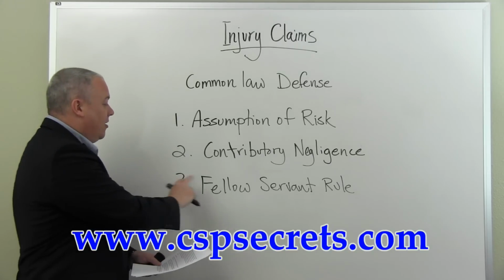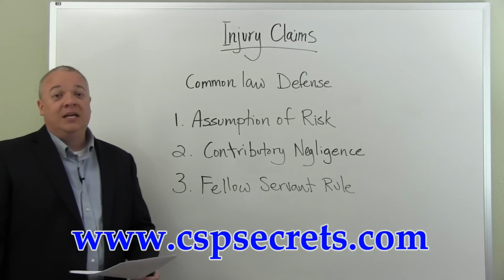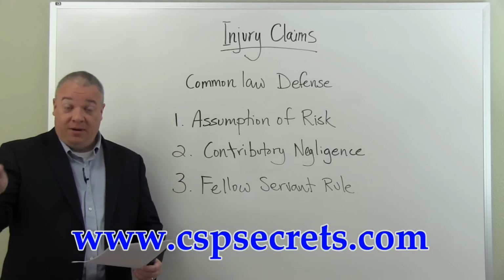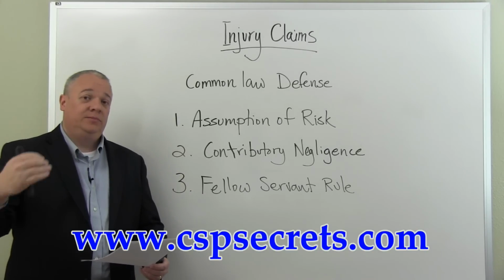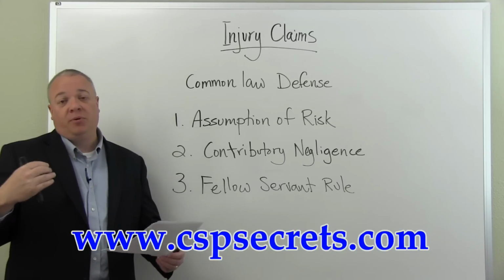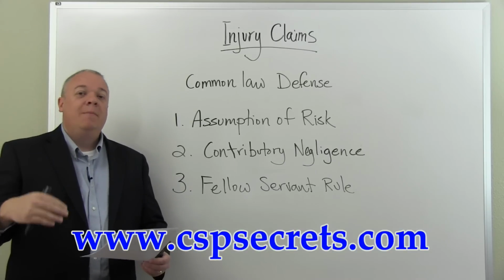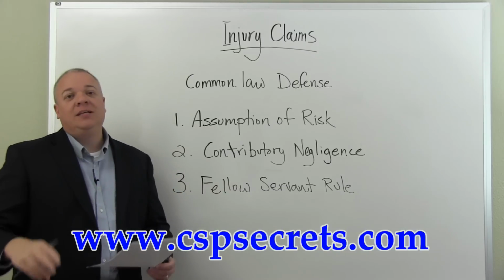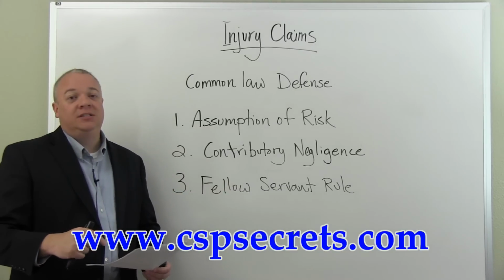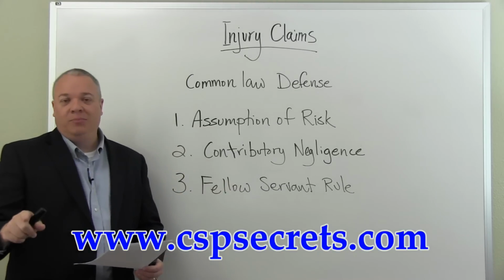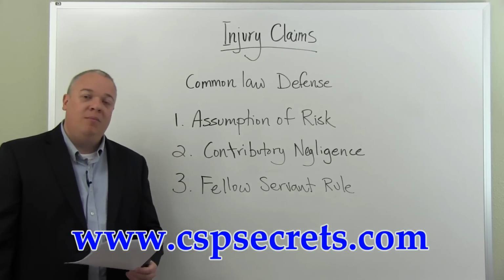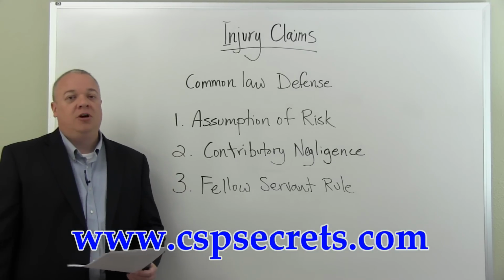Third, they can argue fellow servant rule. Here the employer will say, well, I understand that my employee followed the rules and followed the procedures and the protocols that I put in place. But it was not my fault, it was another employee's fault, a fellow servant. It was through the negligence of the assistant to the employee or through the negligence of another person who didn't properly maintain the equipment and follow the procedures and protocols.